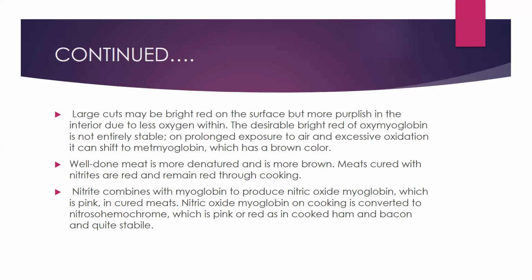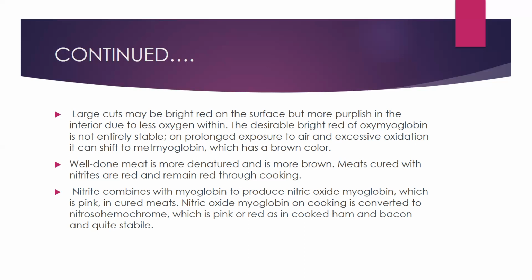So when fresh meat is cooked, these protein pigments are denatured and they produce brown color, and well done meat is more denatured and becomes more brown. Meats cured with nitrites are usually red, and when nitrite combines with myoglobin, it forms nitric oxide myoglobin, which is pink in color. And this nitric oxide myoglobin on cooking converts to nitroso hemochrome, which is pink or red, and is quite stable.